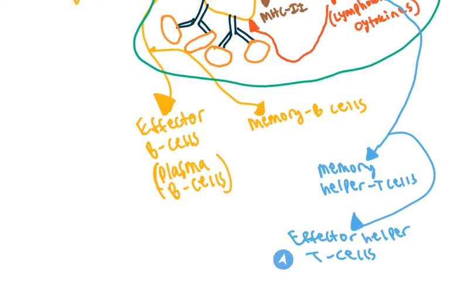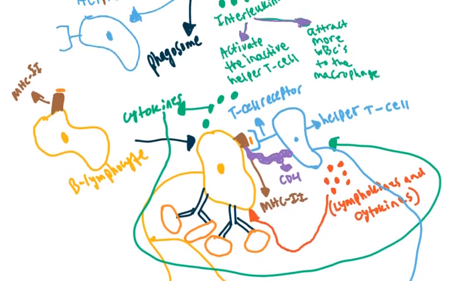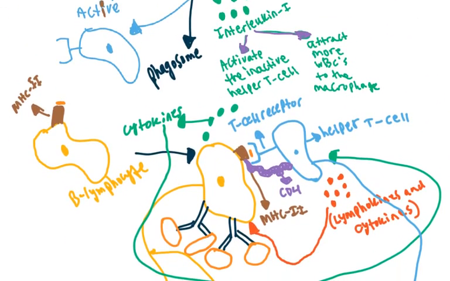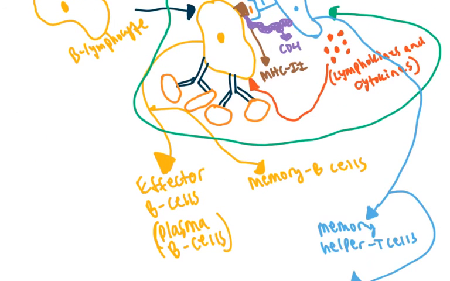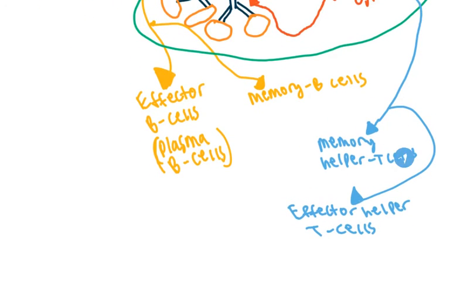And so what the effector helper T cells are going to do is go find more B lymphocytes that have this specific antigen, right? That have the specific antigen presented on its MHC2. And it'll go find more B lymphocytes and do the same process and keep on inducing the proliferation of B cells into memory B cells and effector B cells. And we're going to have more proliferation of memory helper T cells and effector helper T cells, right?